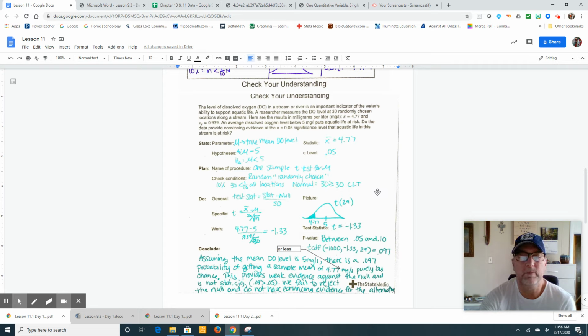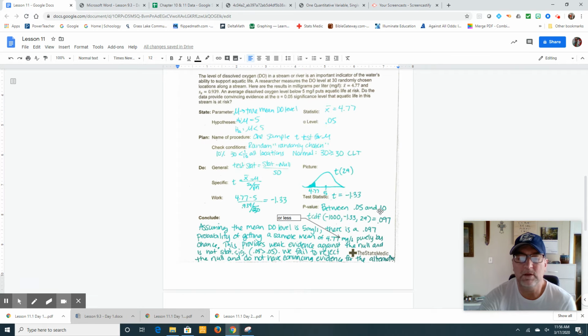All right, here's the general rule, the specific rule, and then they found their t-value of negative 1.33, so that's probably not going to give us a very small p-value. Because we know if we had a z-value of negative 1.33, that's pretty close to the mean. So we probably have a situation where it's not statistically significant.